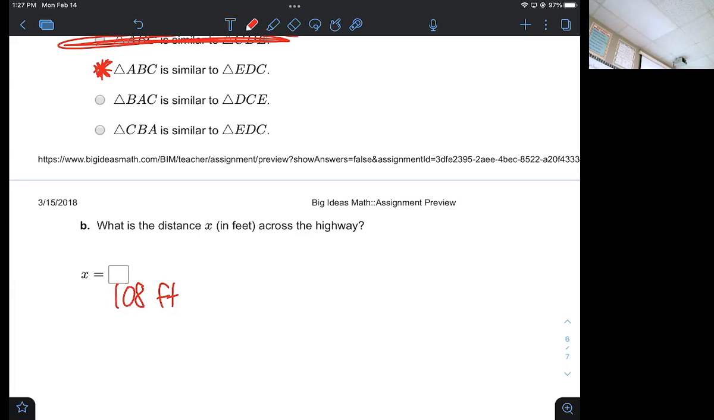You don't hit it. Yeah, just put 108. Good question. Shane, just type in 108. Shane was asking how we type in feet after our answer. Just put it on your paper and type in 108.